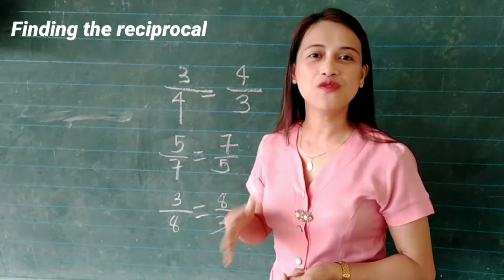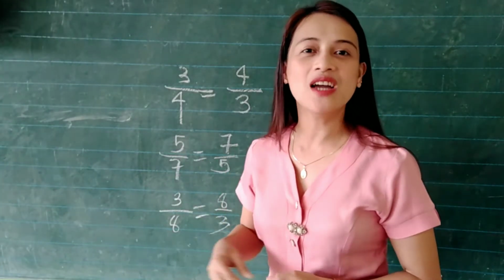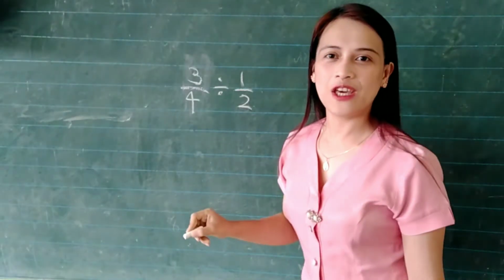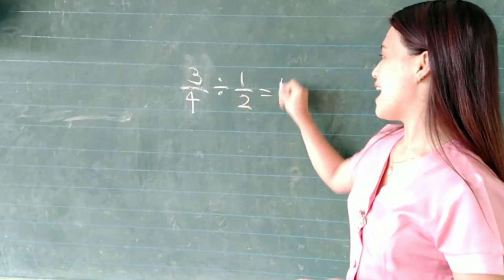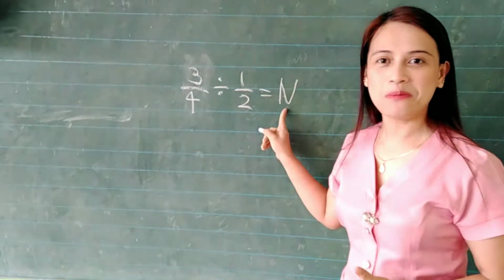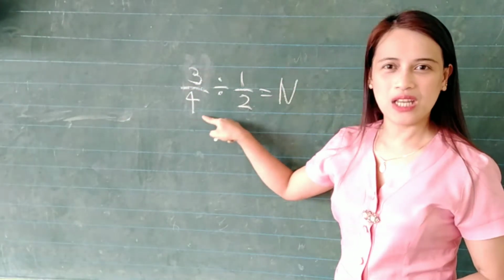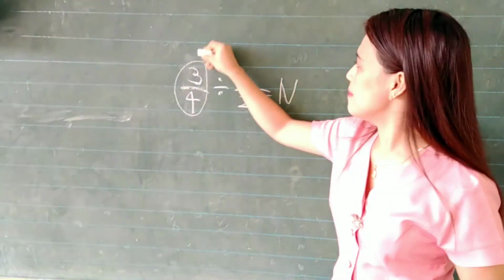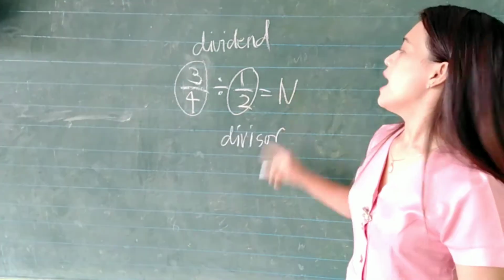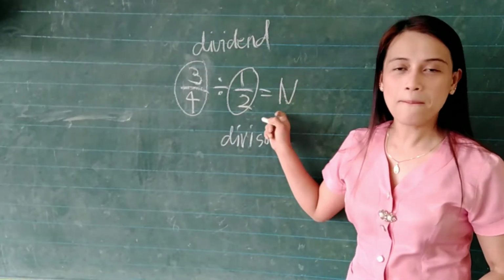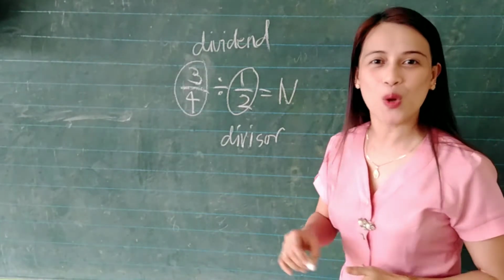Now we already know how to find the reciprocal of the given fraction. So this time, we will proceed to dividing fractions. So we have here 3/4 divided by 1/2 equals n. So the n here is the missing number, or the answer. So let's first identify what they call these in division. This is what we call the dividend, while this one is the divisor. And the n here, or the missing number, is the quotient. So the answer in division is what we call the quotient.